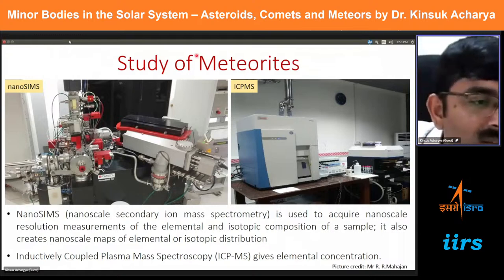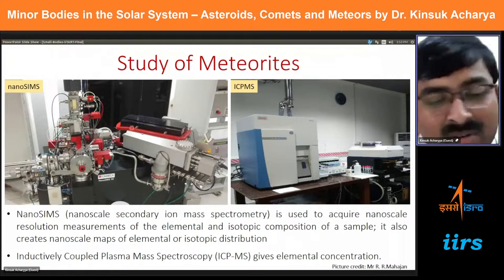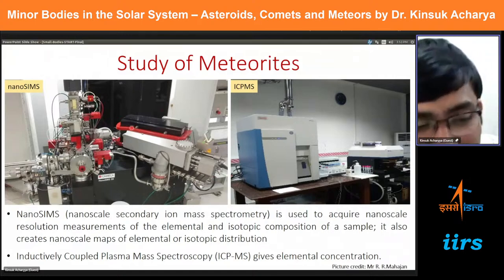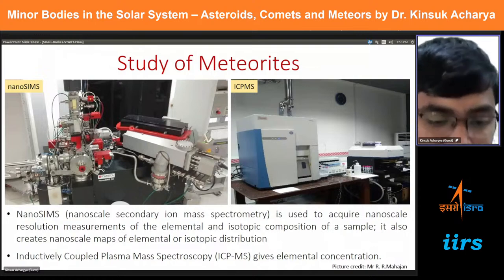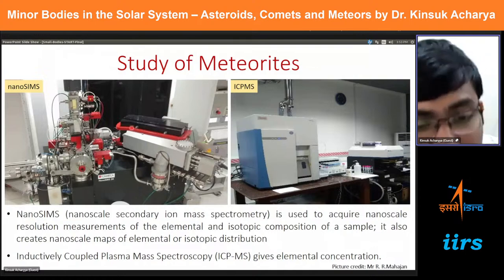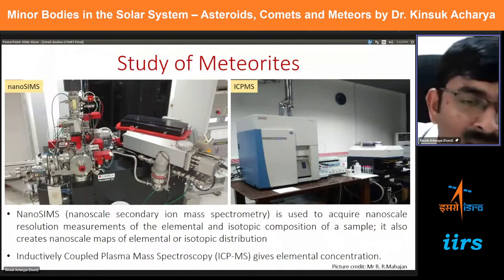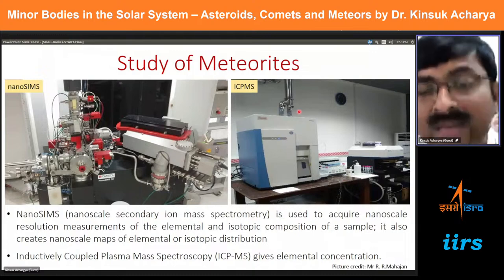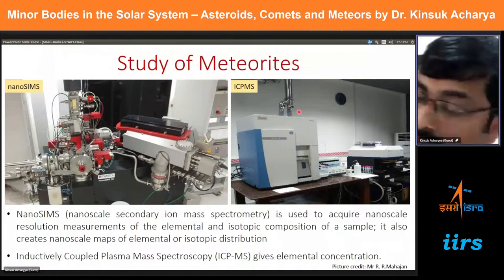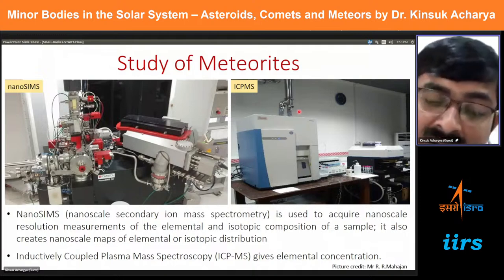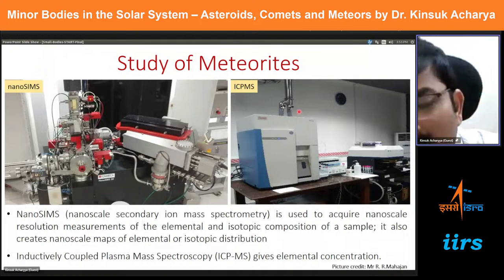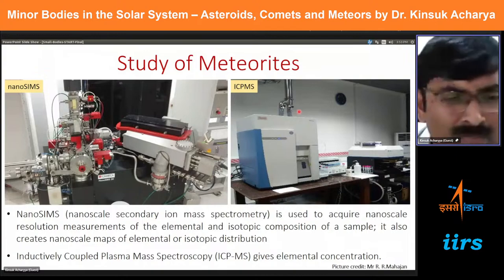So you can see this image is a NanoSIMS, which is a fantastic, state-of-the-art instrument which can study various features at the nanoscale, using elemental or isotopic distributions. Then this is another instrument called the inductively coupled plasma mass spectrometer. It can give you the elemental concentration. Remember, the elemental study, the isotopic ratios, and other studies are very important. These are like DNA to identify the origin and formation of these objects.